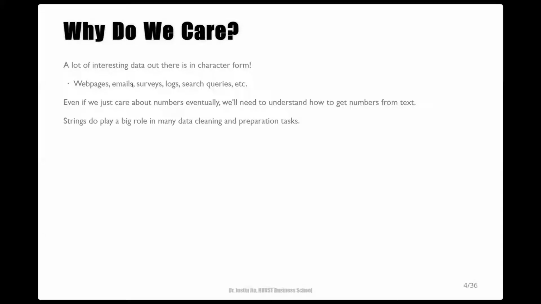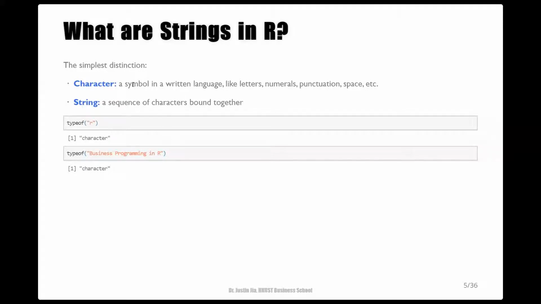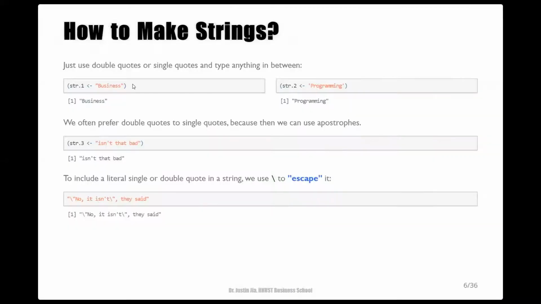So let's start. In R, strings are just sequences of characters. But different from other languages, strings in R are atomic values, which implies that we cannot use indexing with a string. To create a string, just use double quotes or single quotes and type anything in between. We can create strings with either form of quote mark. Unlike other languages, there is no difference in behavior.